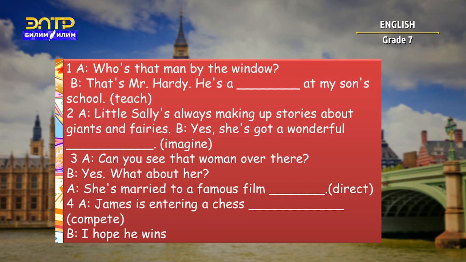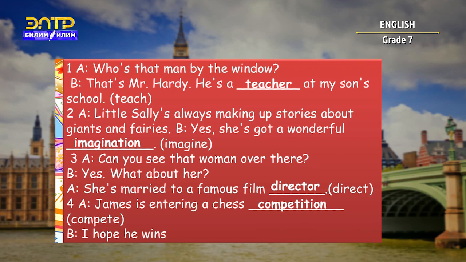Have you finished? Let's check your answers then. So the first one, who's that man by the window? That's Mr. Hardy. He is a teacher at my son's school. Little Sally's always making up stories about giants and fairies. Yes, she's got a wonderful imagination. And the next one. Can you see the woman over there? Yes, what about her? She is married to a famous film director. And the next one. James is entering a chess competition. I hope he wins.